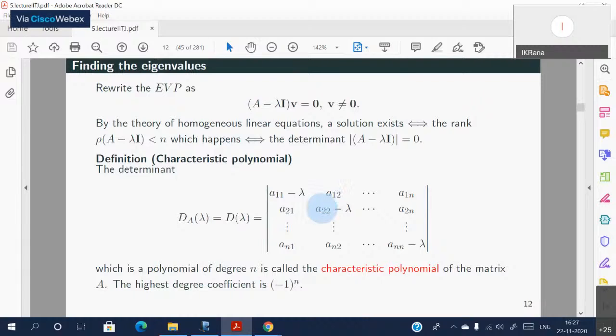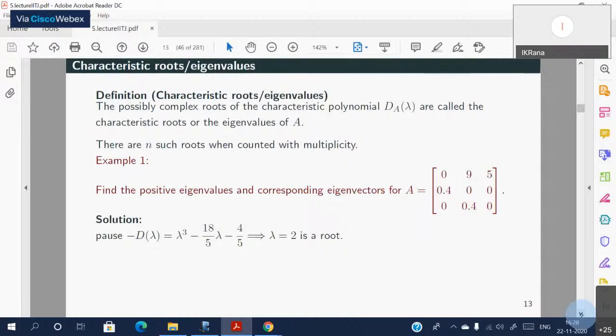which looks like this. If you expand it, you can see that it is a polynomial of degree n in lambda, because lambda is appearing in each row. If you expand, the cross terms will give you a term of degree n in lambda, and the coefficient of the highest degree will be minus 1 to the power n. So it will be minus 1 to the power n lambda n, plus so on. So it will be a polynomial, and that polynomial is called the characteristic polynomial. So eigenvalues of a matrix are the roots of this polynomial.